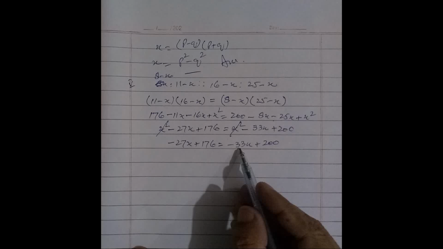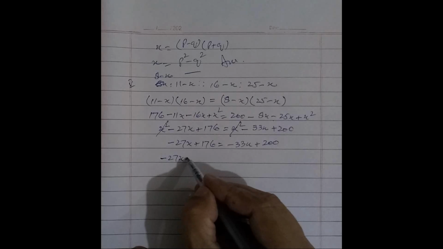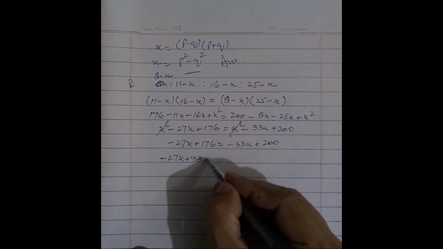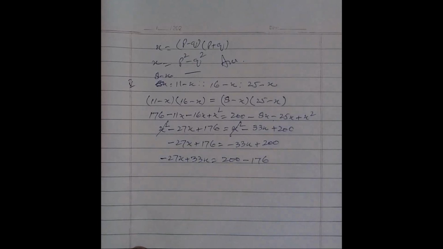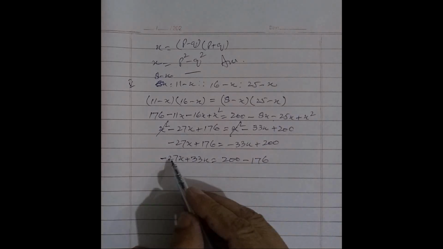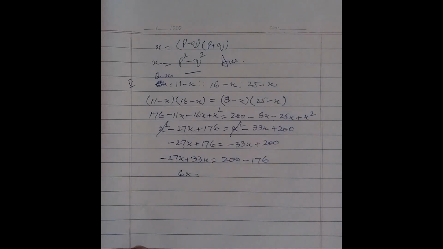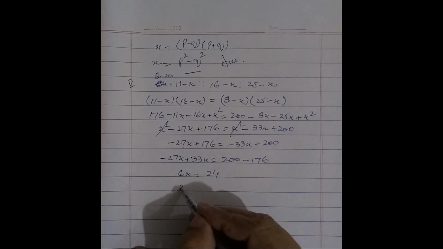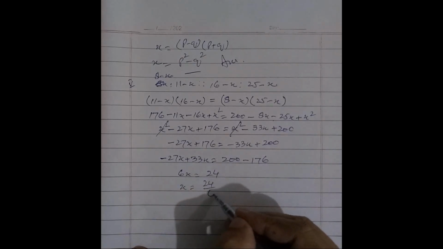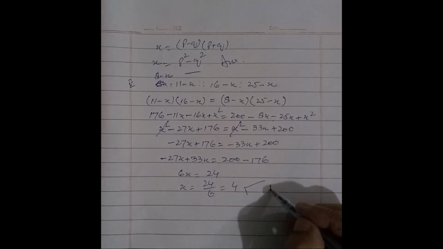We shift this minus 33x to the left side, we get minus 27x plus 33x is equal to 200 minus 176. 33 minus 27 we get 6x is equal to 200 minus 176 is equal to 24. The x is equal to 24 over 6, which is equal to 4. So in question 5, the answer of x is 4.